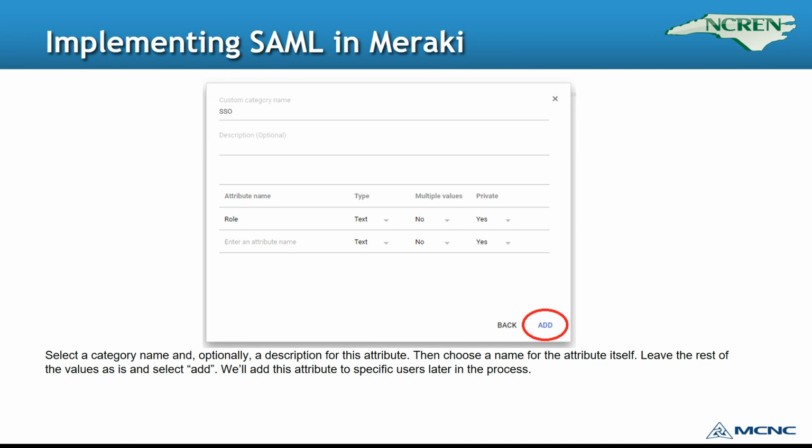The type, multiple values, and private options should be text, no, and yes. Just leave those as they are. You can play around with the settings if you like, but it's really just easier to leave them as is. There's really no point in changing them.